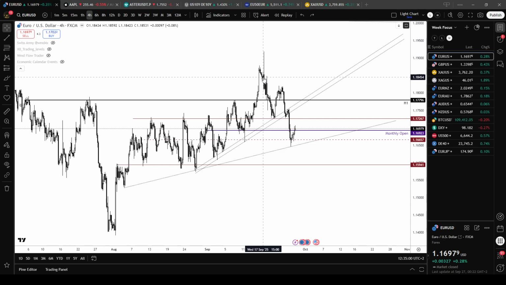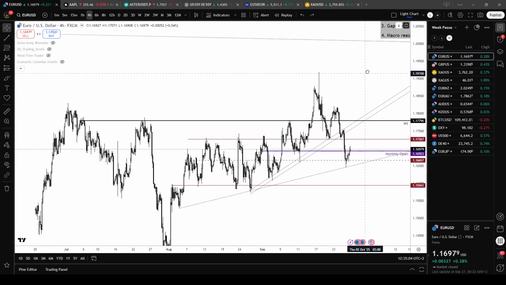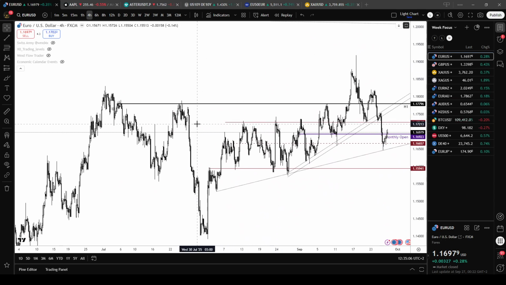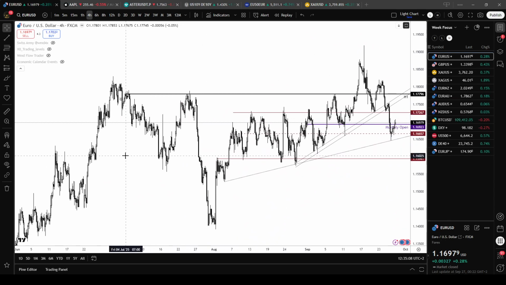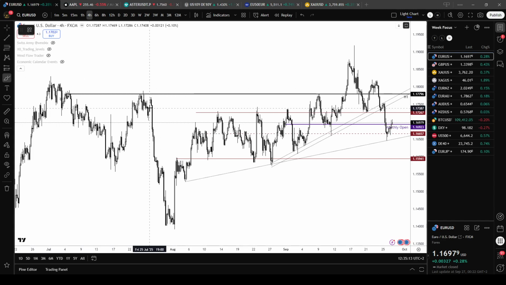Why do I think it makes sense? I'm going to give you more reasons. The way the market's been behaving for the whole year, every single time we've had these sort of gaps or very inefficient moves, the market has found its way to fill it back.